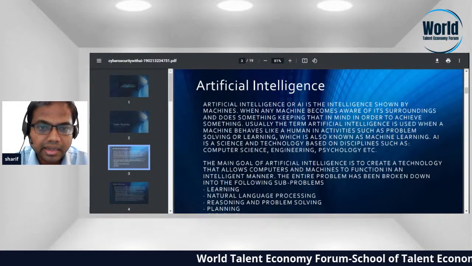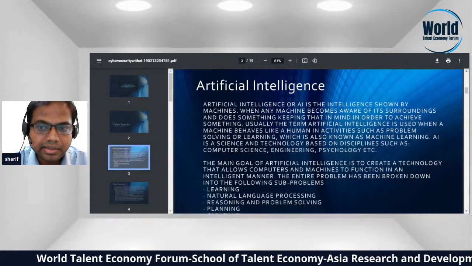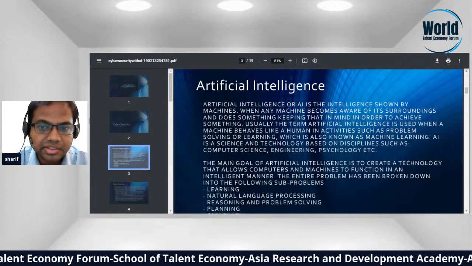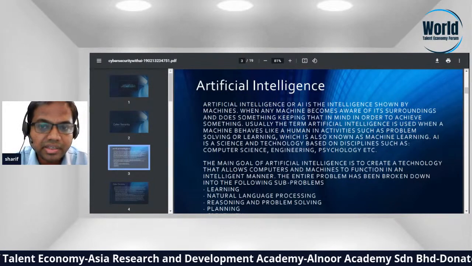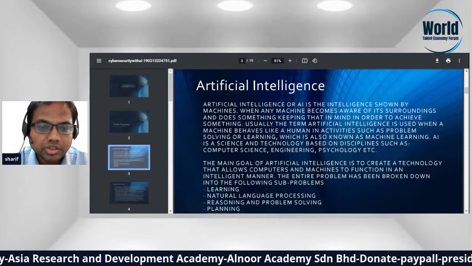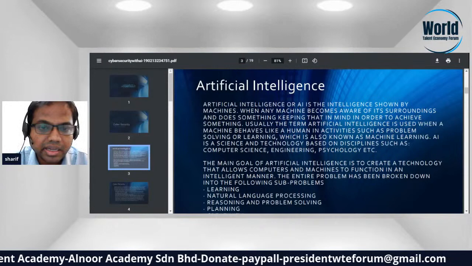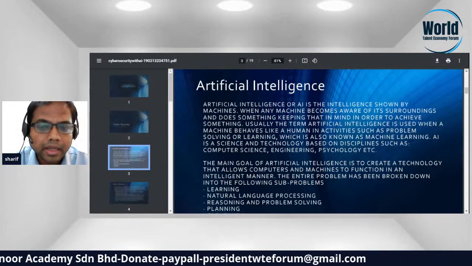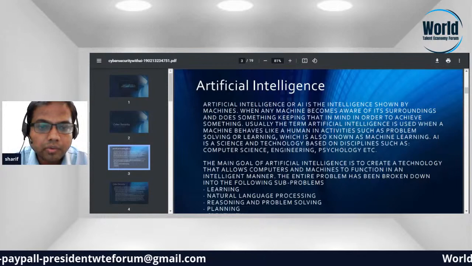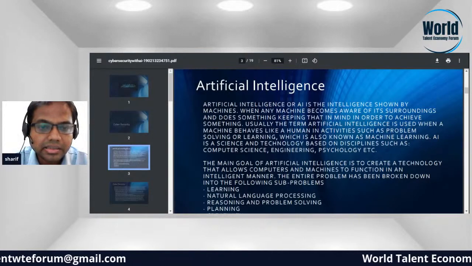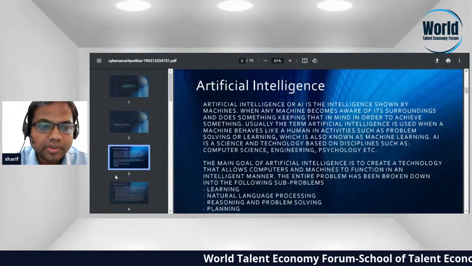AI is a science and technology based on disciplines such as computer science, engineering, and psychology, etc. The human goal of artificial intelligence is to create a technology that allows computers and machines to function in an intelligent manner. The entire problem has been broken down into the following subproblems: learning, natural language processing, reasoning and problem solving, and planning.